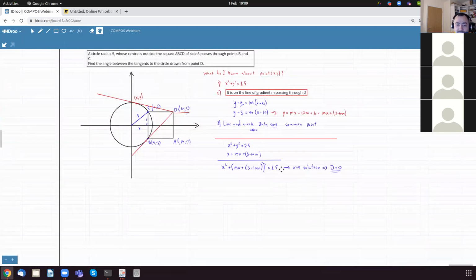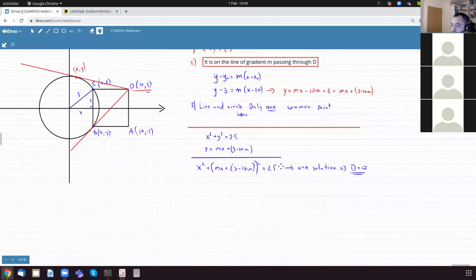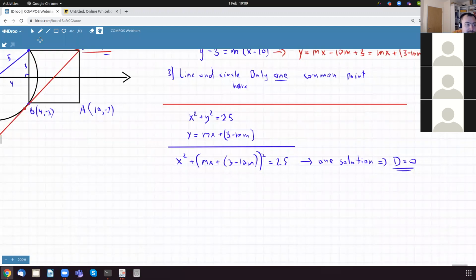How much sense does it make on a scale of 0 to 10? Please answer in the chat. Good, perfect. Makes lots of sense. Brilliant.